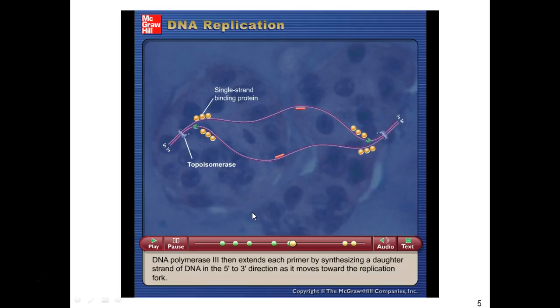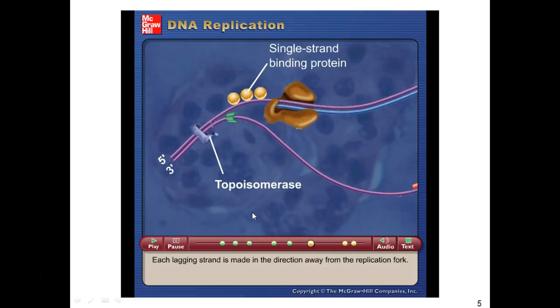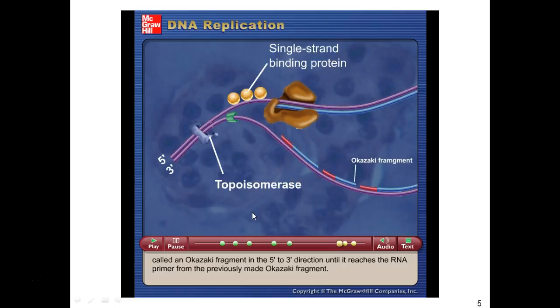DNA polymerase 3 then extends each primer by synthesizing a daughter strand of DNA in the 5' to 3' direction as it moves toward the replication fork. Each lagging strand is made in the direction away from the replication fork. DNA primase synthesizes short RNA primers, and then DNA polymerase extends the primers by synthesizing a short segment of the daughter strand called an Okazaki fragment in the 5' to 3' direction until it reaches the RNA primer from the previously made Okazaki fragment.